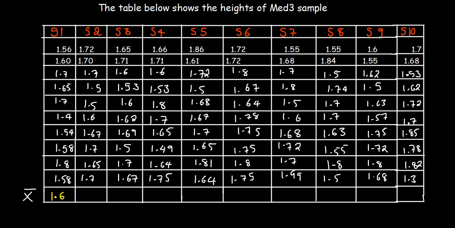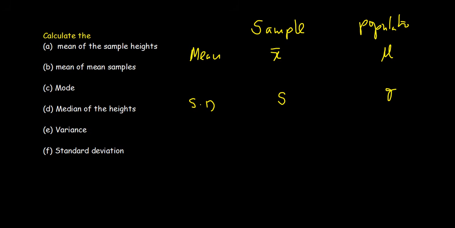And then we also add S2 and divide by 10. It will as well give us 1.6. S3 will give us 1.8. The next will give us 1.7. The other ones will also give us 1.7, 1.7, 1.7, and 1.7. This one will give us 1.6. The last one will give us 1.7. So that is how we determine the means of the sample heights.